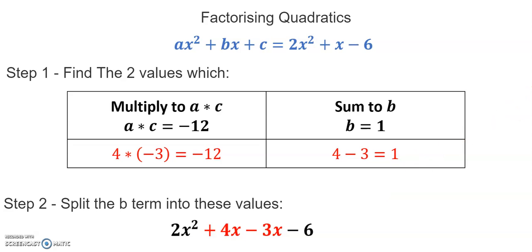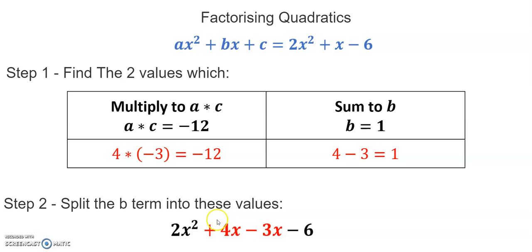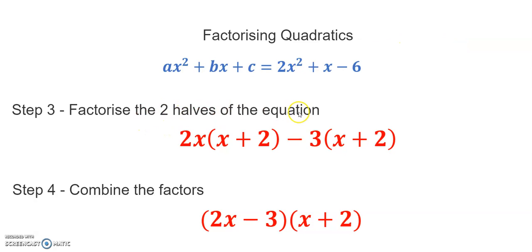Now, step 3 is we take our equation, we'll go back so you can see it, the one that we've created of 2x squared plus 4x minus 3x minus 6, and we factorize the two halves.